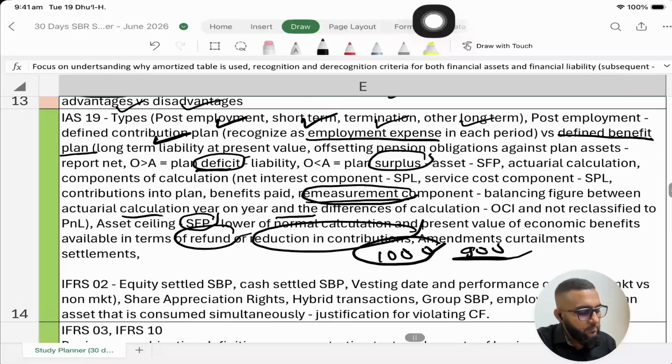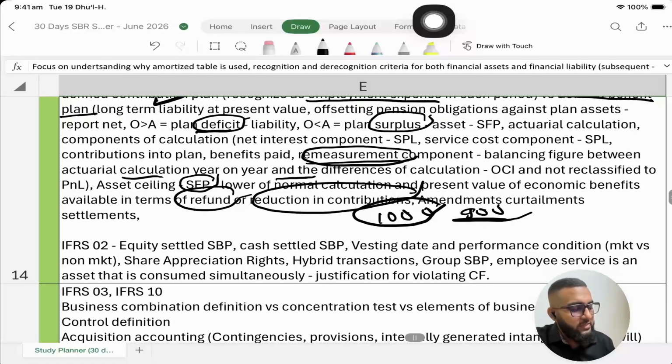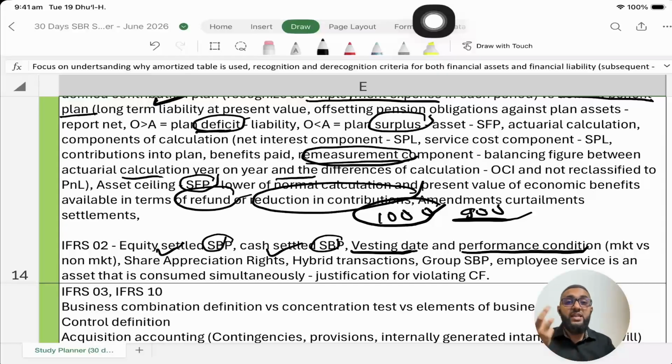Right. IFRS 2 is equity settled share based payment versus cash settled share based payment. Again, this is a new area that's been introduced. So you will have to know what an equity settled share based payment is, what a cash settled share based payment is, what the vesting date is, and what performance conditions are. Performance conditions can be market based or non market based. How are those affecting the calculation, the recognition, and the presentation?